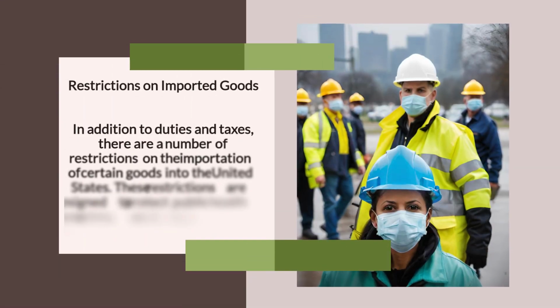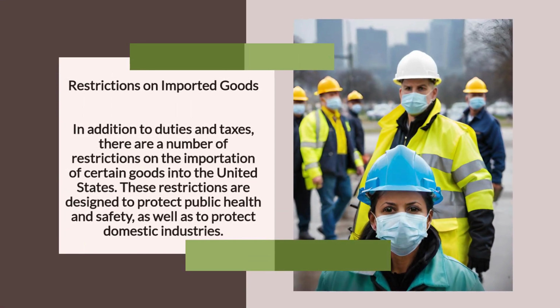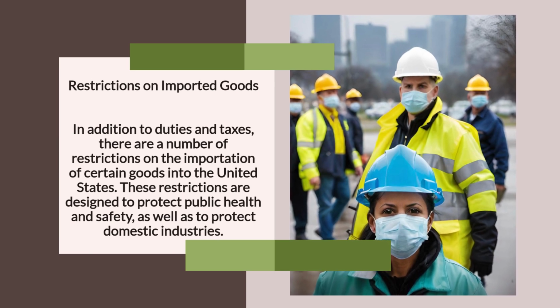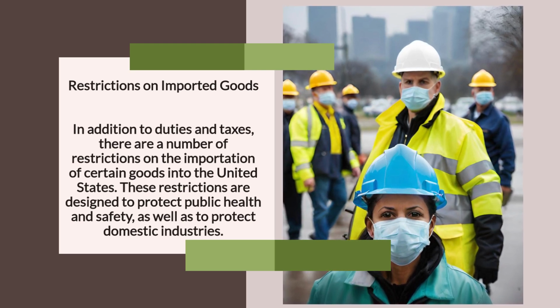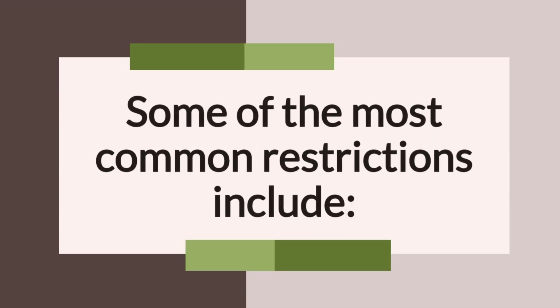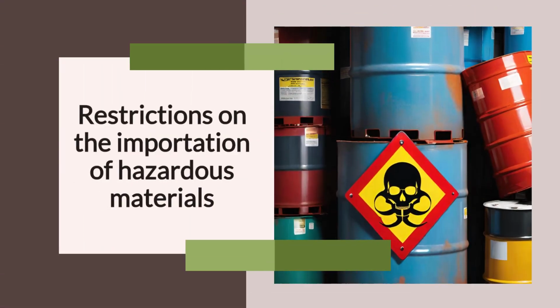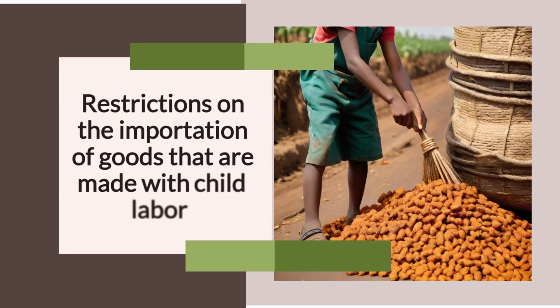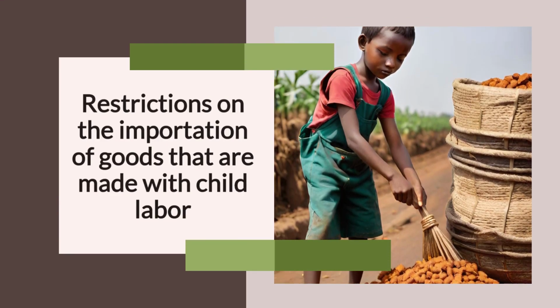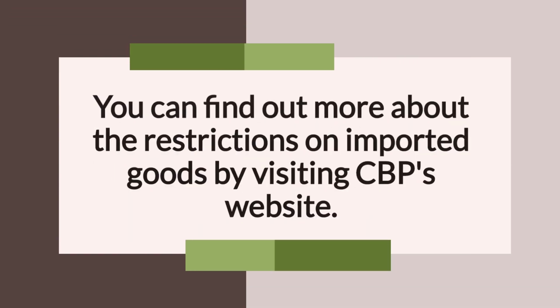In addition to duties and taxes, there are a number of restrictions on the importation of certain goods into the United States. These restrictions are designed to protect public health and safety, as well as to protect domestic industries. Some of the most common restrictions include restrictions on the importation of hazardous materials, counterfeit goods, and goods that are made with child labor. You can find out more about the restrictions on imported goods by visiting CBP's website.